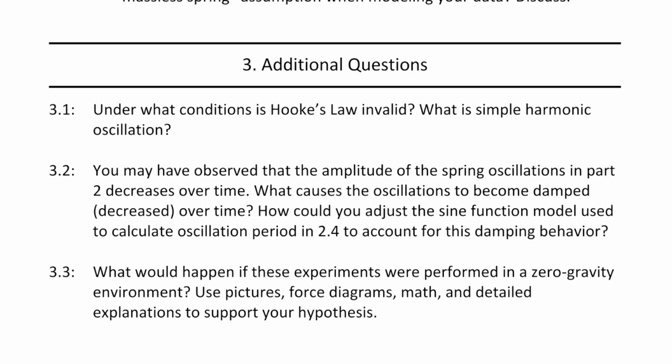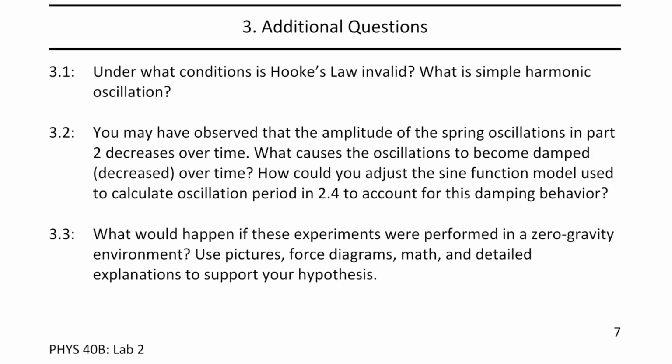Then there are these three questions at the end. 3.1 is just sort of definitions, like when is Hooke's law valid? What is simple harmonic oscillation? And 3.2 is saying that when you do your spring data, you'll notice that when you let go, the object on the spring moves up and then down over time, but the amplitude of its oscillation decreases over time. That's called damping. Where does this damping come from? How do you account for it in your fits and your data?